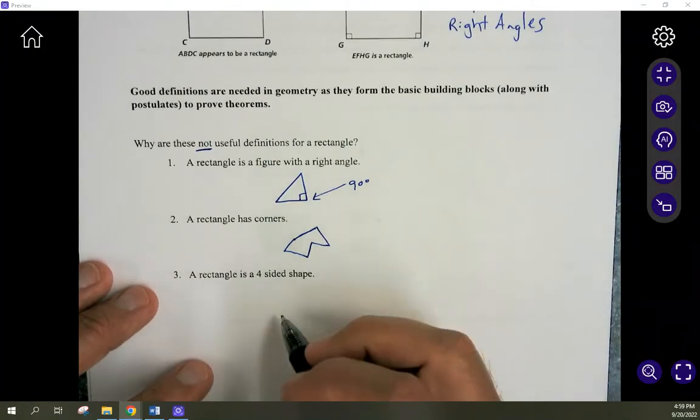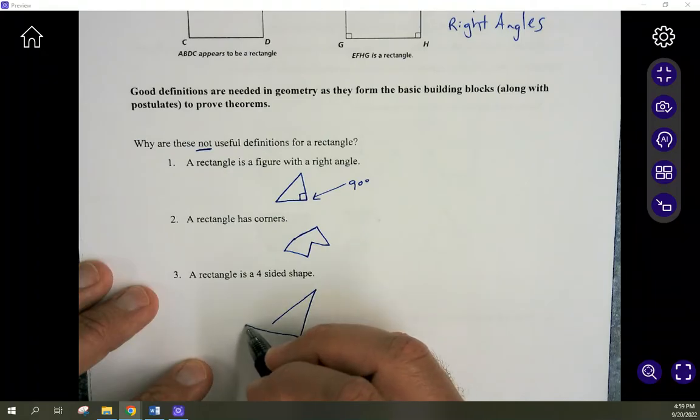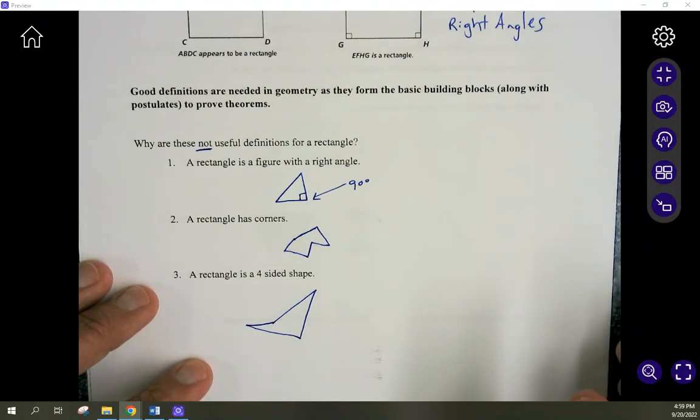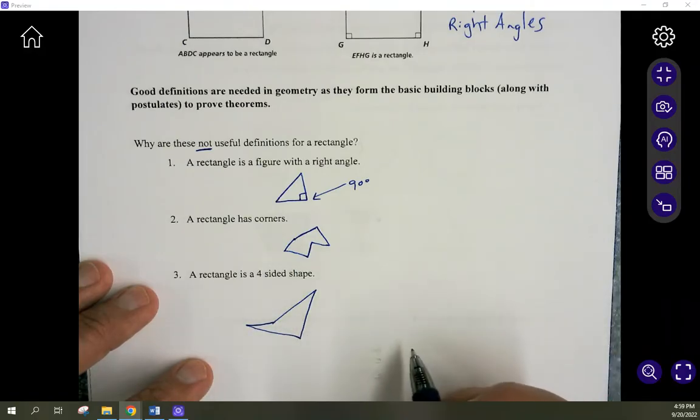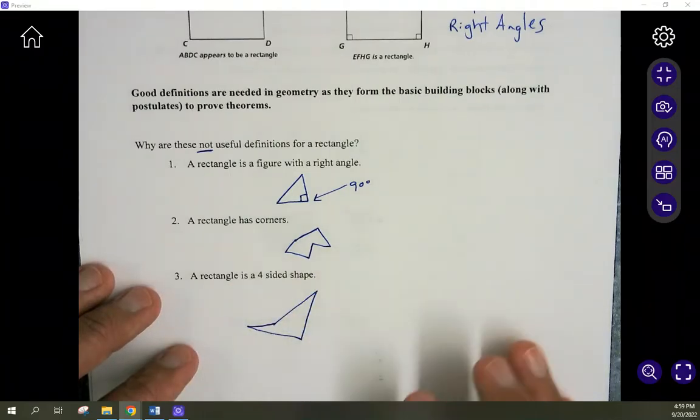A rectangle is a four-sided shape. 1, 2, 3, 4. That's a four-sided shape. Again, not the prettiest looking shape, but that's not a rectangle. Okay, so that is not a useful definition.